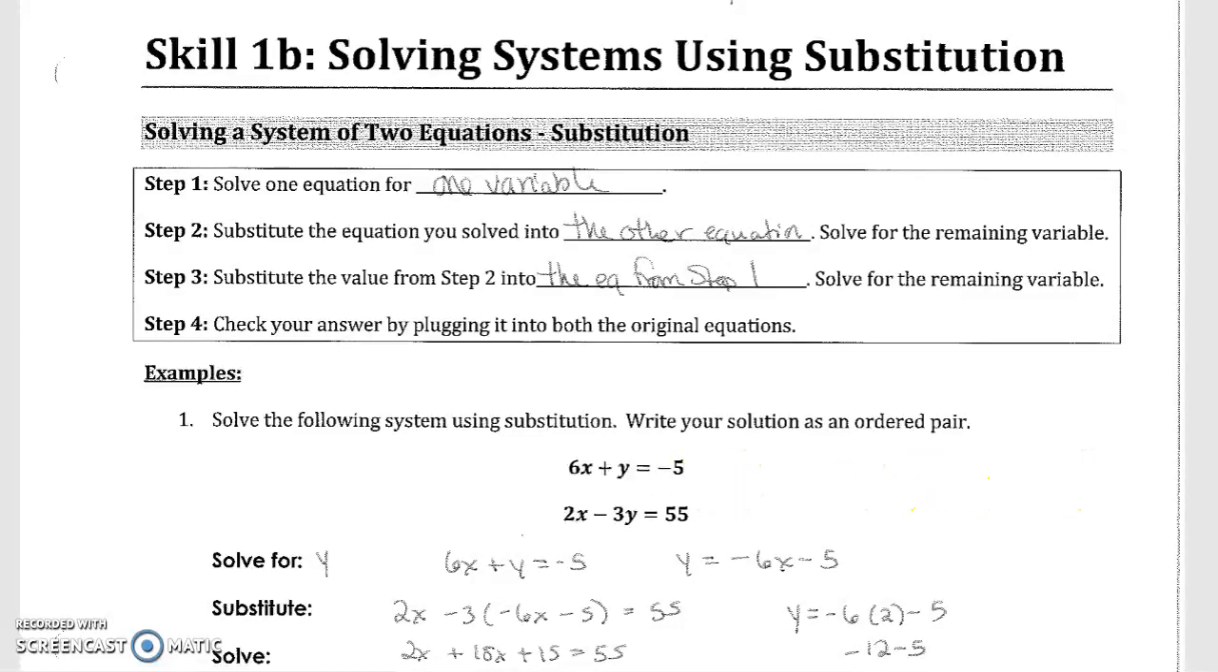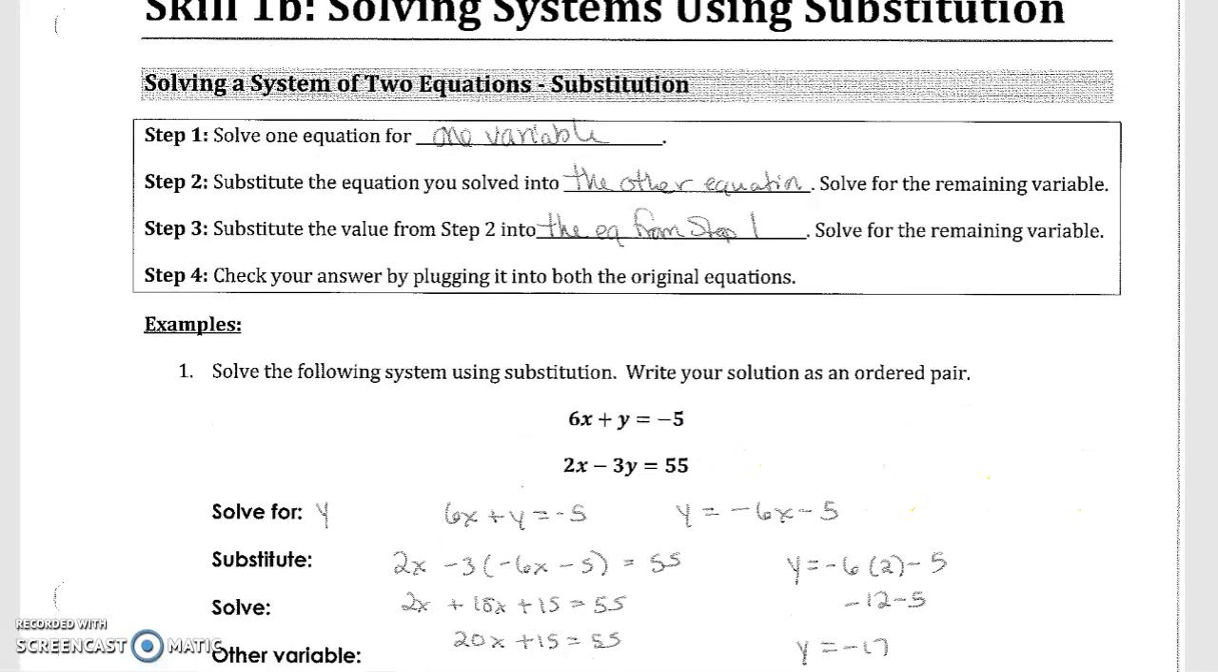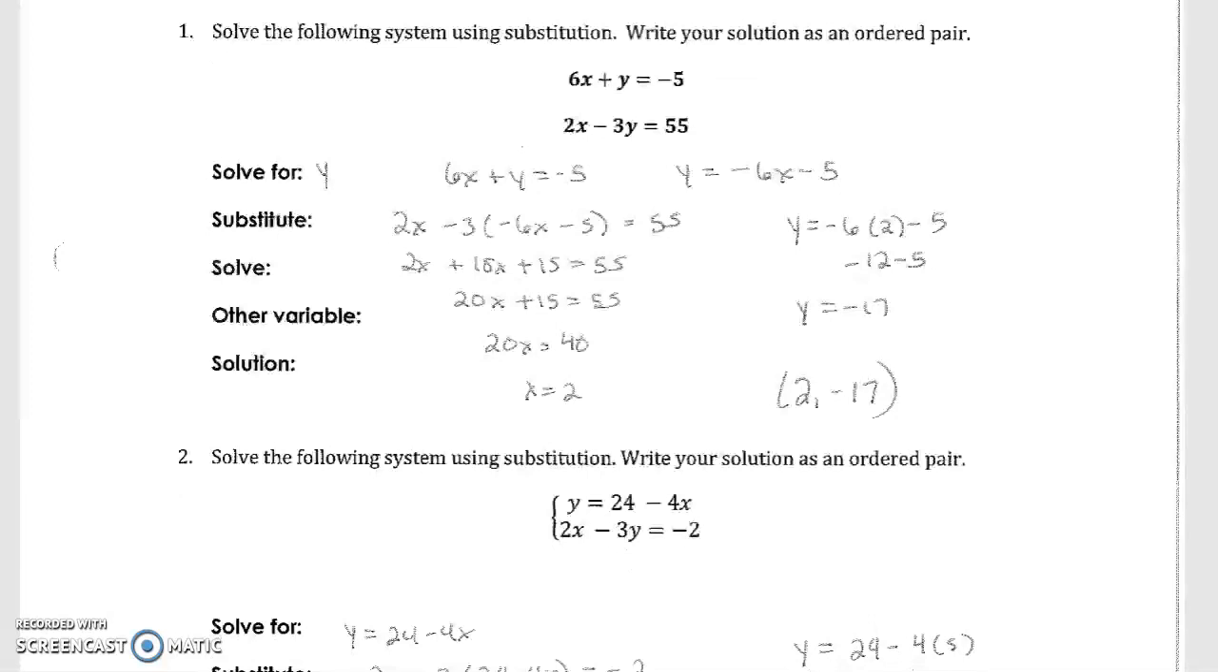So if you go ahead and look at the work that's shown there, you take this first equation, 6x plus y equals negative 5. You subtract the 6x to the other side, and this is your new equation. You're going to then take this and plug it into the second equation. And notice it says y equals negative 6x minus 5. See how that says y equals? That means that that y is going to get replaced.